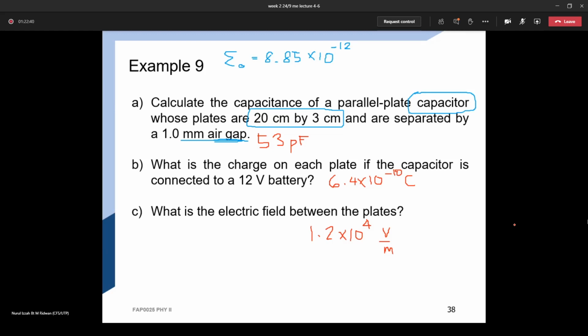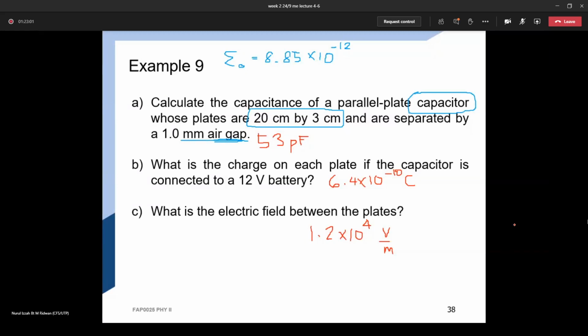Miss, yes, question. So quiz tomorrow will be covering until what you taught today, or the entirety of chapter 2? No, only until capacitor. Until capacitor. Alright. Only capacitor. How many questions are there? 4. 4. Alright. Thanks, Miss. You're welcome.